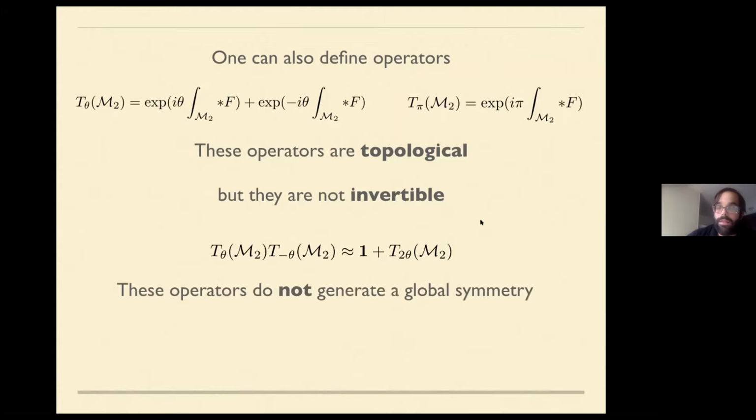This is the other guy, of course. This is the T sub pi. This guy squares to the identity. So that one is invertible. So that one generates a Z2 one-form global symmetry. Bottom line, O2 theory has a Z2 one-form global symmetry. OK? Questions about this?